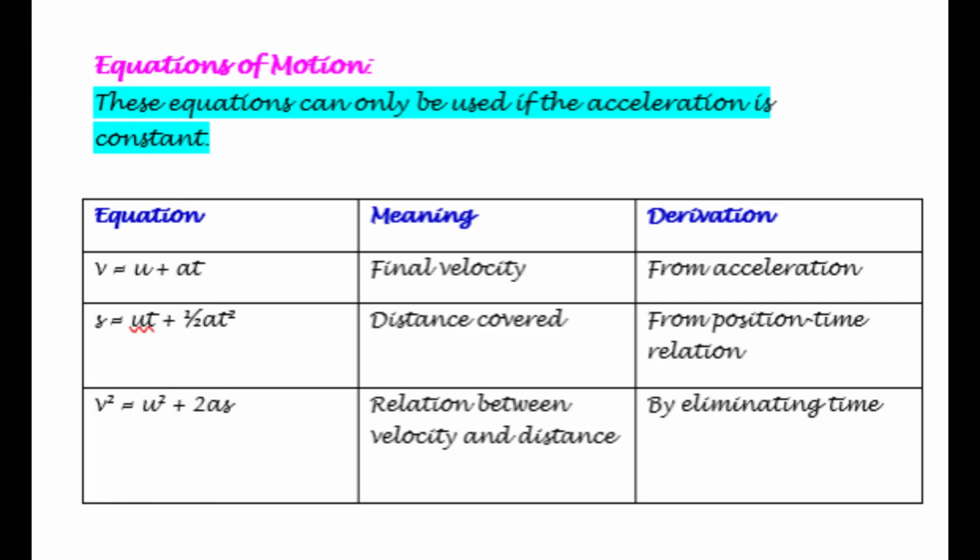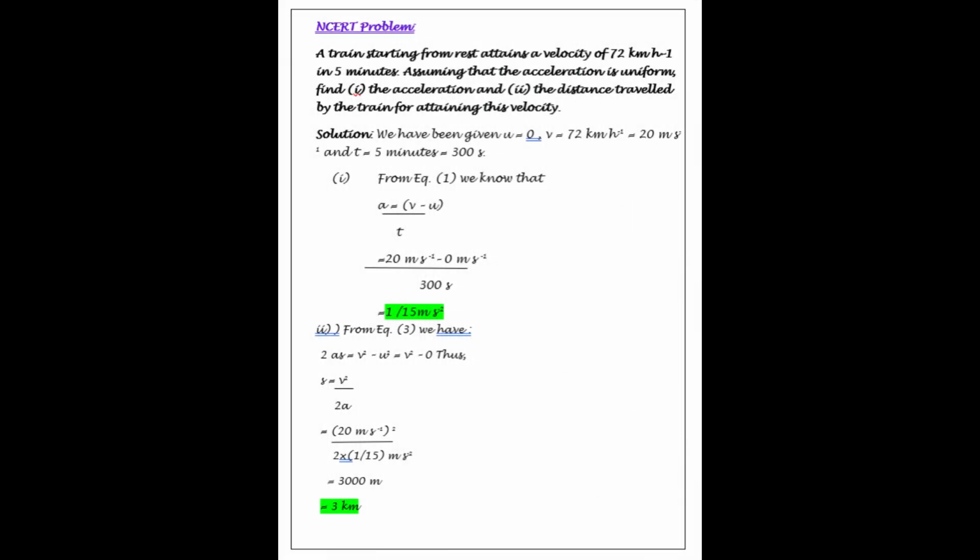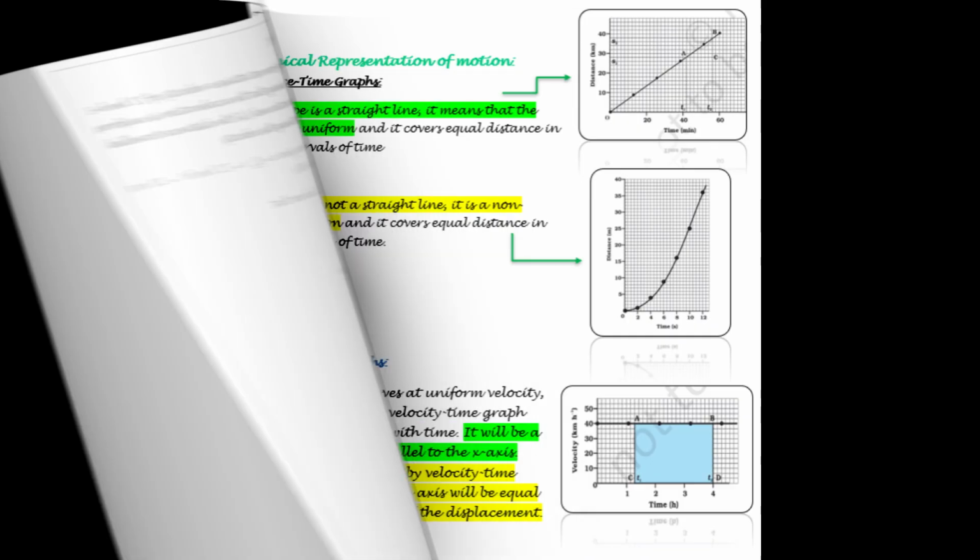Equations of motion. When acceleration is constant, these three equations are used. Example, a train starts from rest and reaches 20 meters per second in 300 seconds. Acceleration is equal to 20 divided by 300, which is equal to 1/15 meters per second squared. Distance is equal to v², 2a, which is equal to 400 divided by 2 times 1 divided by 15, equals 3000 meters, which is equal to 3 kilometers.